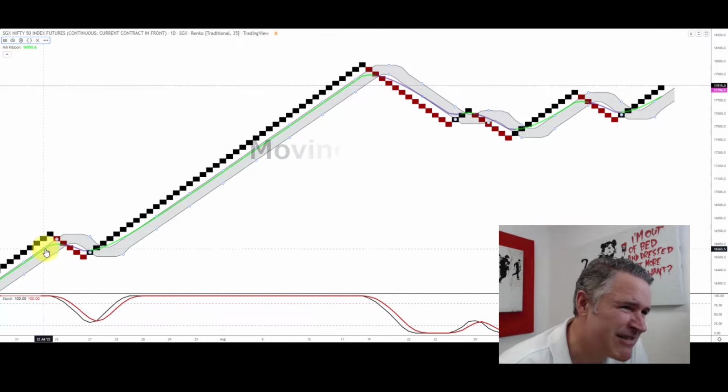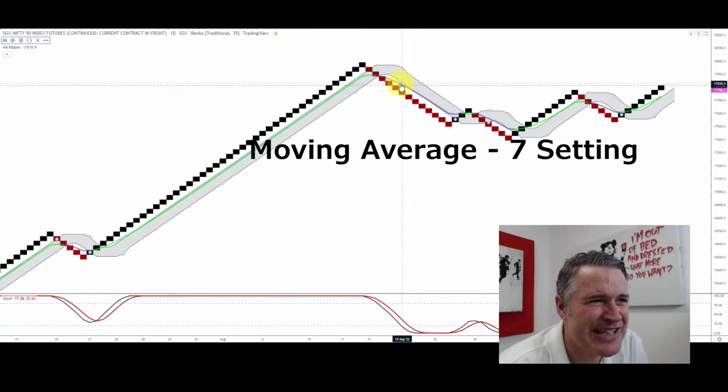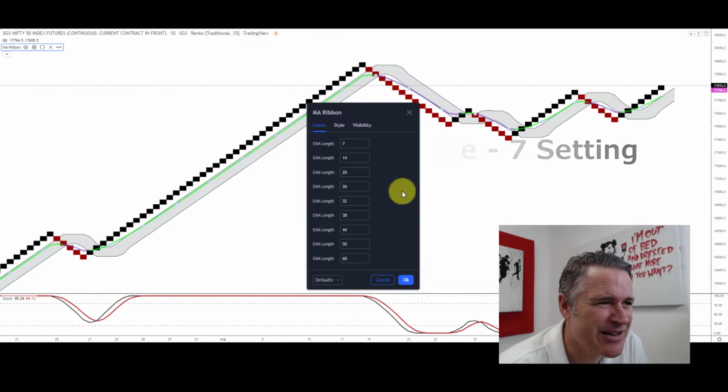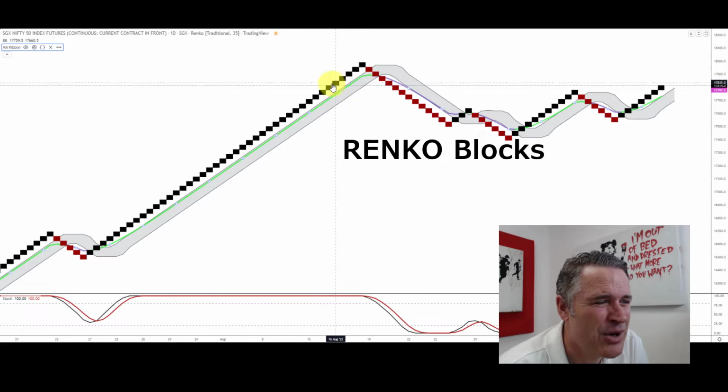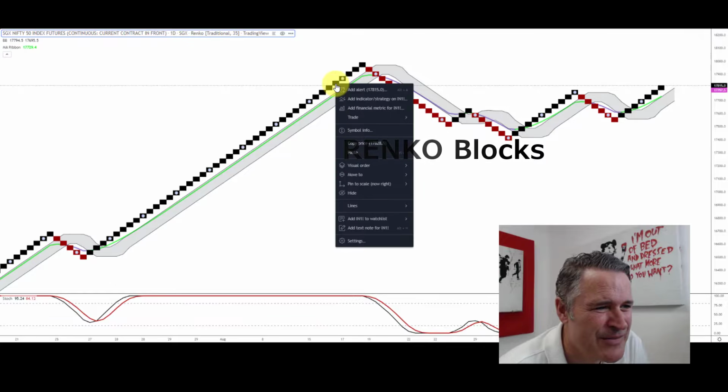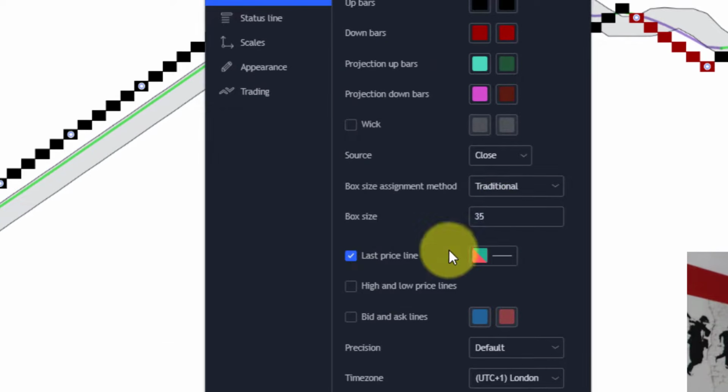Then we've got this green and purple changing line. That's a simple moving average. Again, if we click on the settings, it's just set to 7. You don't have to use this MA ribbon, you can just use a standard moving average if you want. And then we have the blocks themselves, the Renko blocks, and you can see this time for the Nifty I've used a 35 sized block.